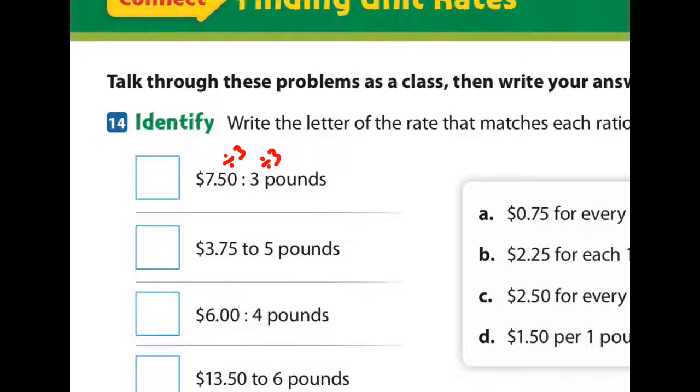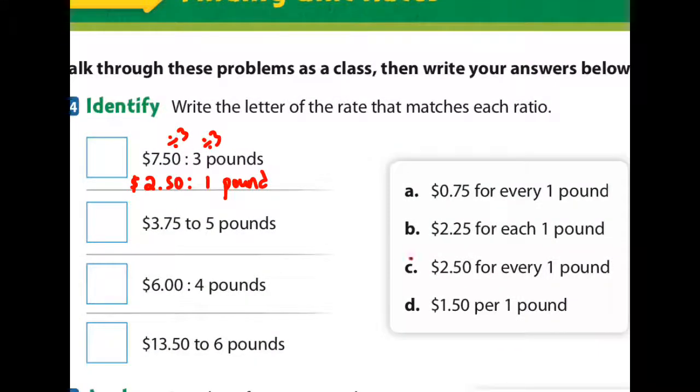And 3 by 3. Now, if you do the 750 divided by 3, you get 2.5. Now remember, 2.5 is $2.50. And 3 divided by 3, you don't need a calculator for that, I hope. 3 divided by 3 is 1. So the rate is $2.50 for 1 pound, which is C. So I'm going to write C right there.